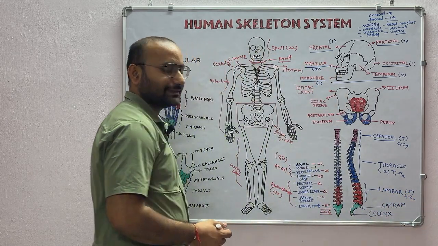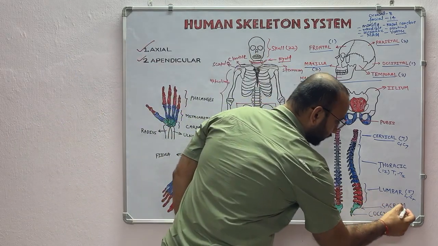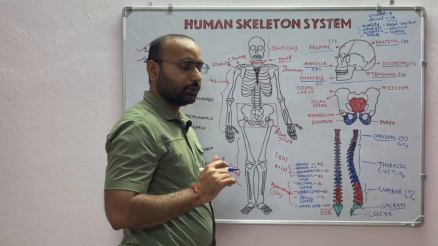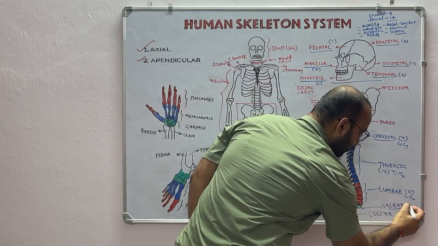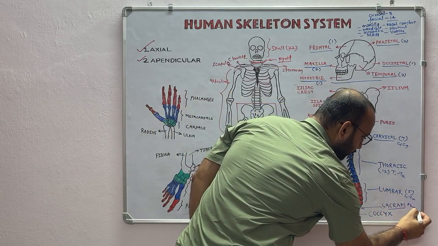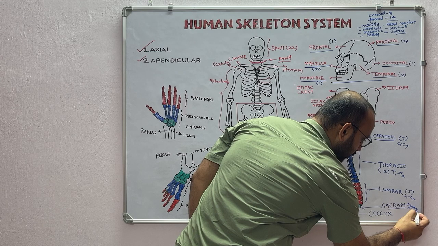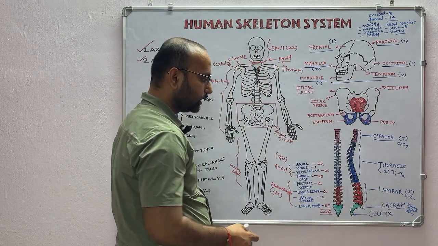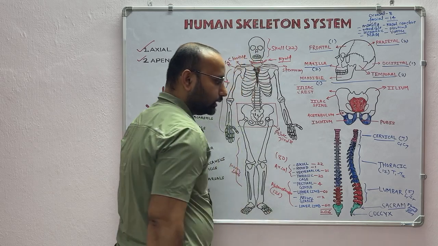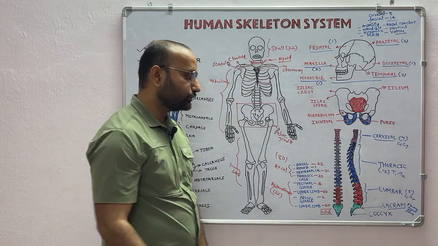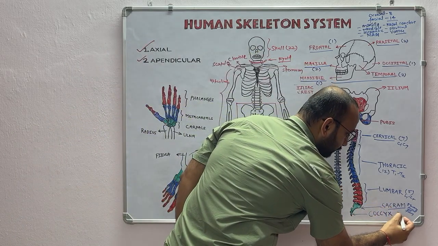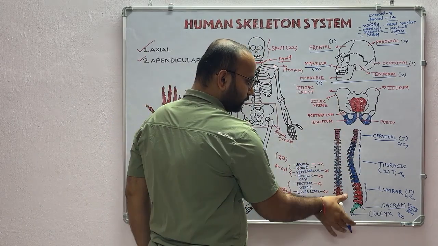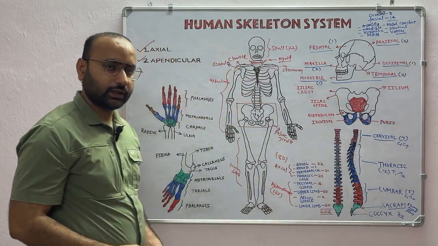Then you have the sacrum. The sacrum is a single bone, formed as a result of the fusion of 5 bones, right? And then you have the coccyx, which is also a fusion of 3 to 5 different bones, right? So if you count these different bones, they are 26 in number.